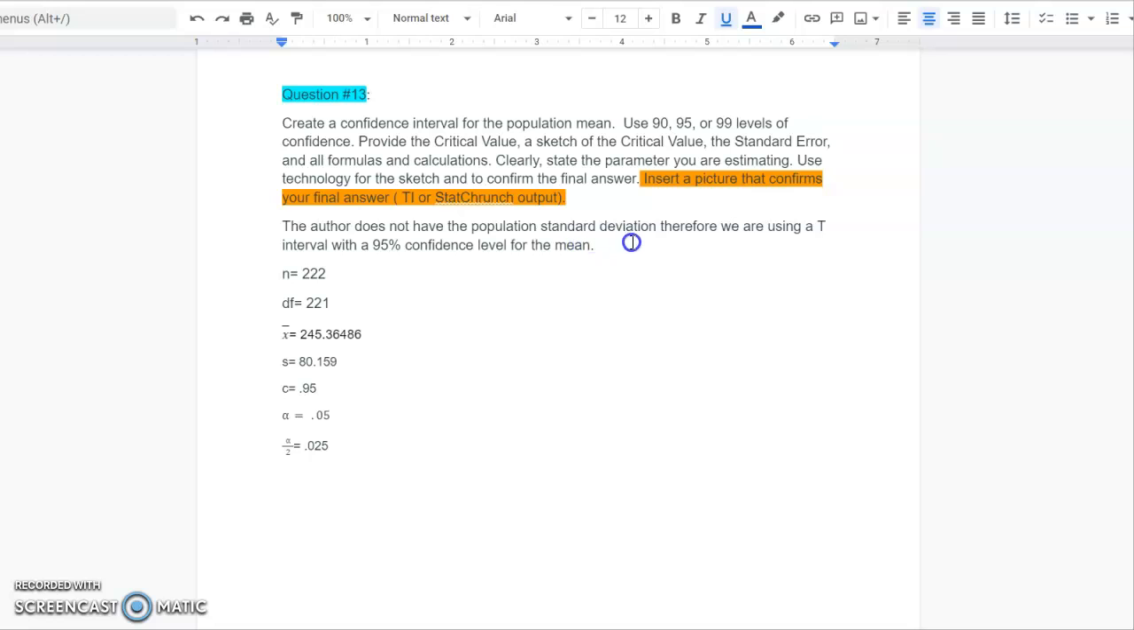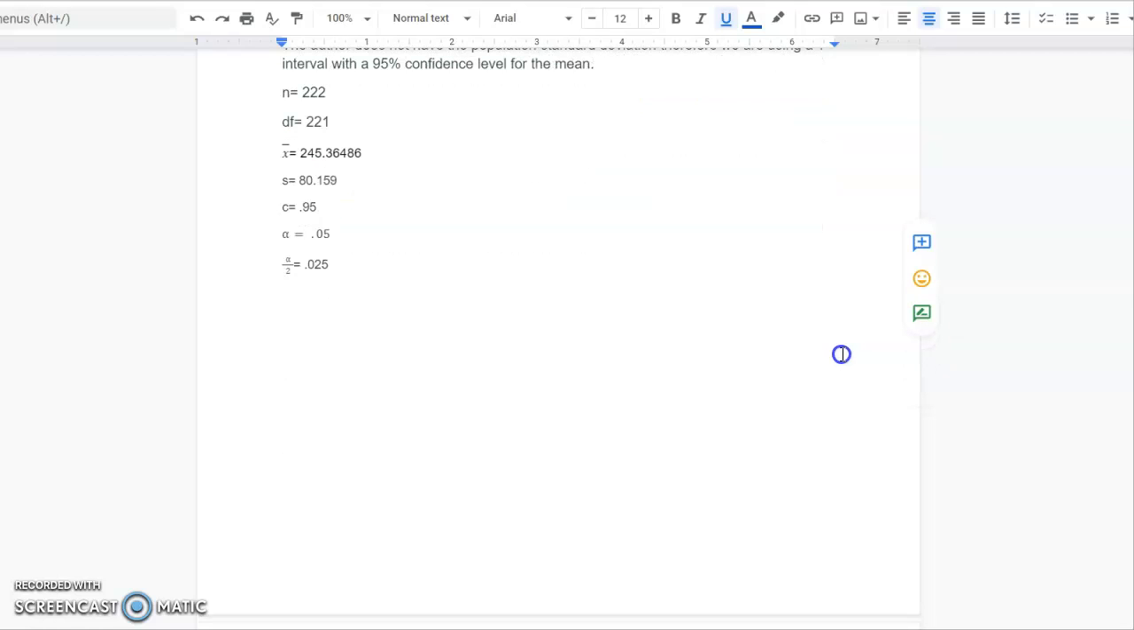The author does not have the population standard deviation, therefore we are using a t interval with a 95% confidence level for the mean. We have n, which equals 222 samples. We have degrees of freedom of 221, which is n minus 1. x bar, which is the sample mean, is 245.36486. We have a sample standard deviation of 80.159. We're going to go with a confidence of 0.95, with alpha equaling 0.05 and alpha divided by 2 equaling 0.025.